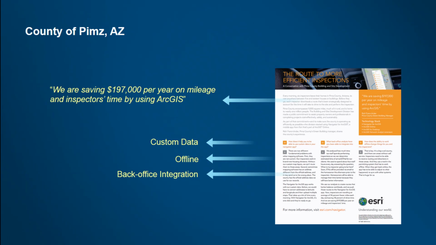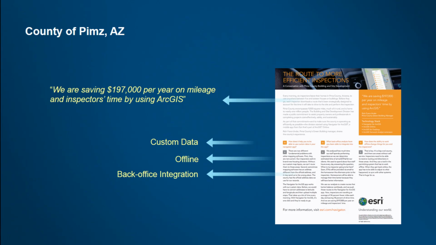Specifically, Ray is here in the audience today. He's with the County of Pima, and we worked together on this story where they're saving almost $200,000 a year on mileage. So they did an implementation with their inspection, their newly built subdivisions and newly built building inspections.